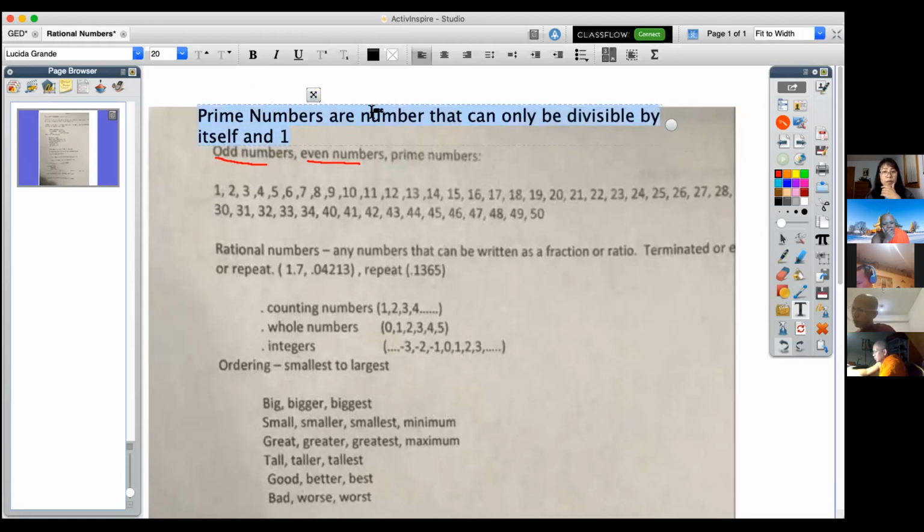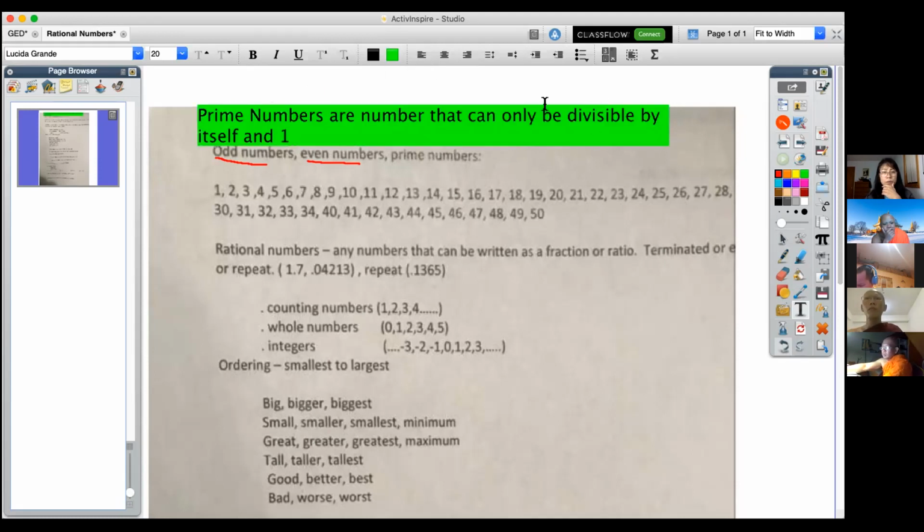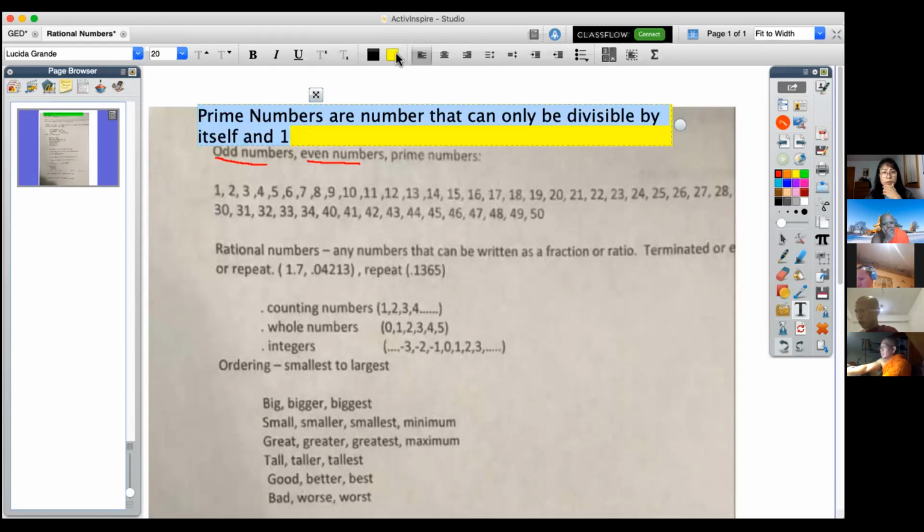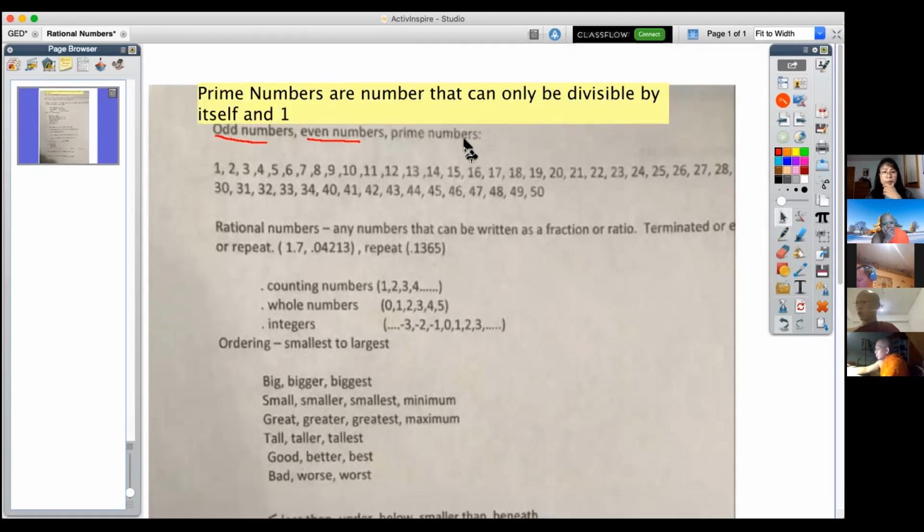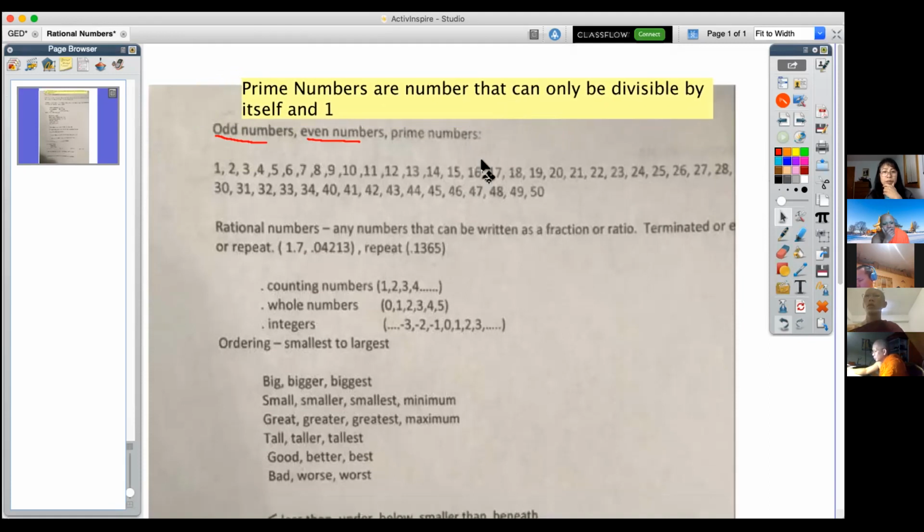Okay, that's what prime is. Okay, so this is the definition of prime. Prime numbers are numbers that can only be divisible by itself and 1, okay?